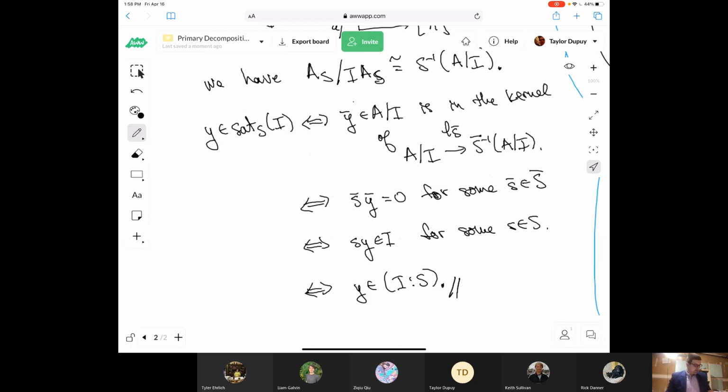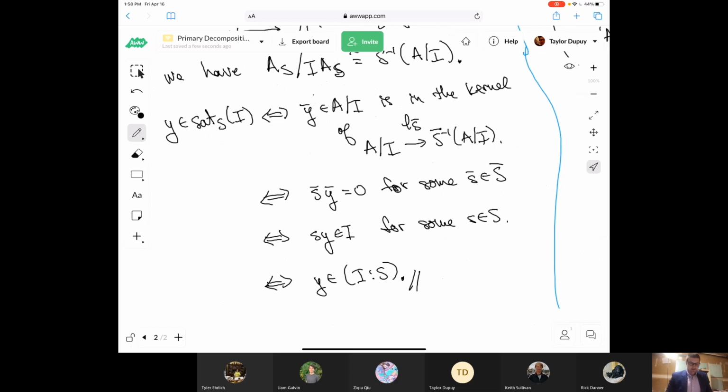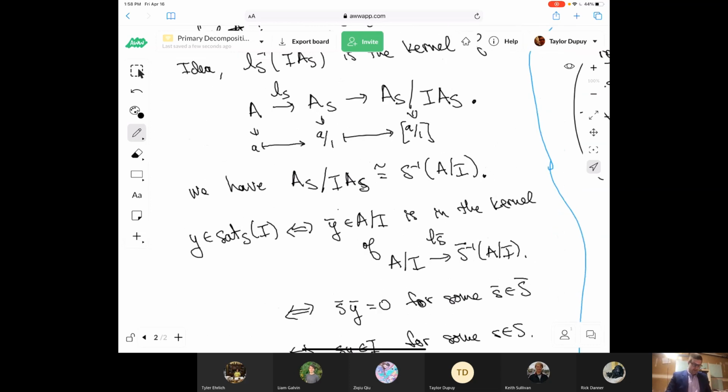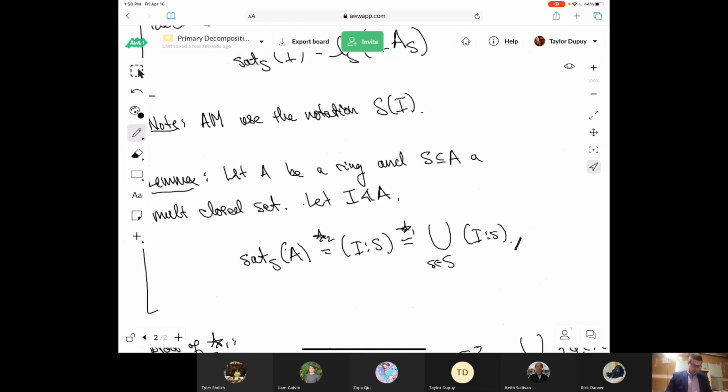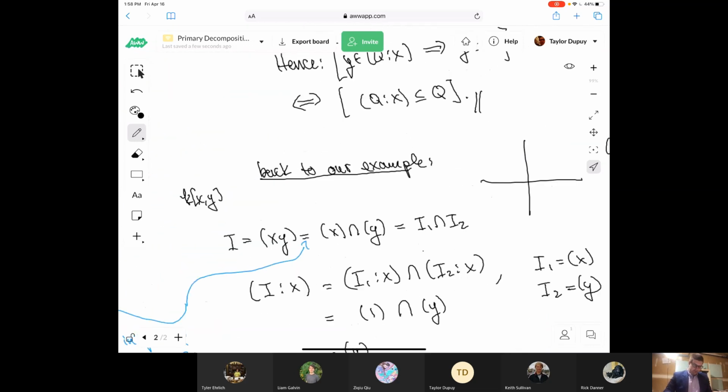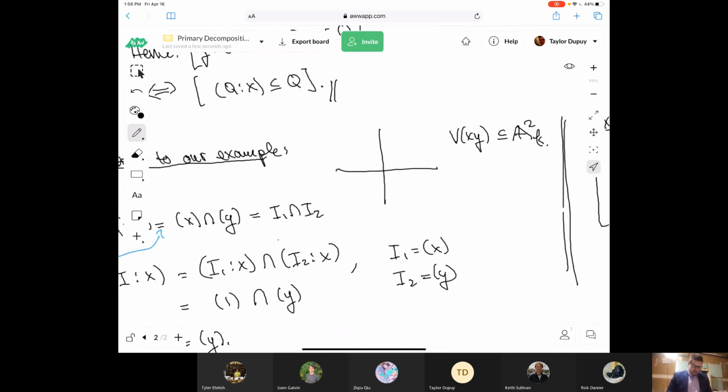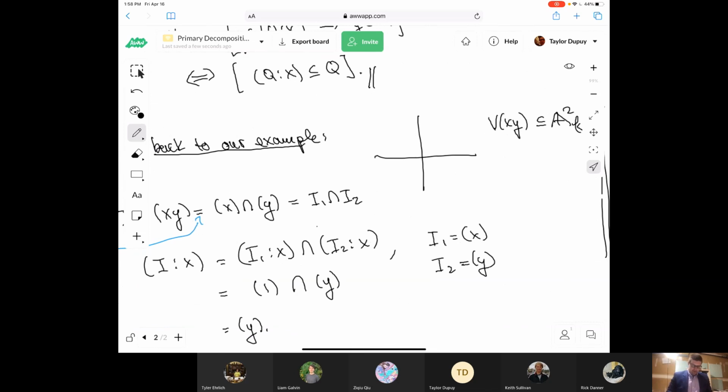That wraps up what I want to say about saturation. Next time we're going to use this to show uniqueness of the primary decomposition. The idea, going back to the one example, is that you get to delete components by doing these colon operations.